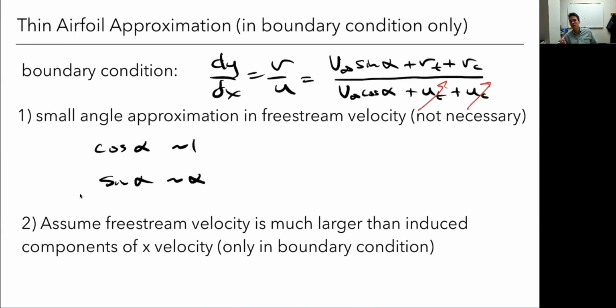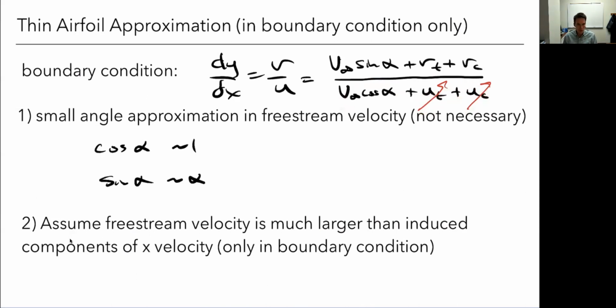We're not going to assume they're 0. Eventually we can compute them and they will be important and they will alter the pressure. But just for imposing the boundary condition, we're going to assume that this term is bigger than these. Okay, we're not assuming they're 0. They're not, but they're just much smaller than this.